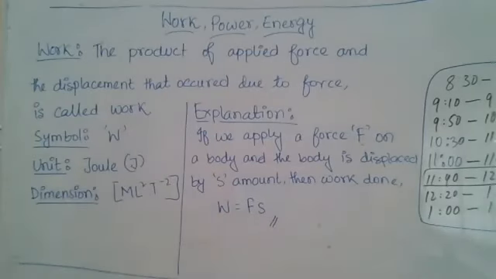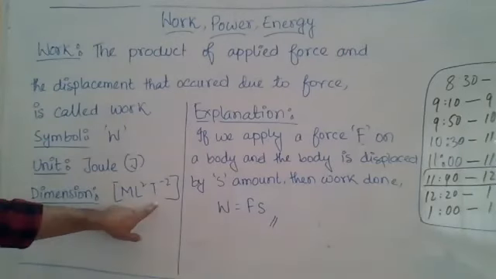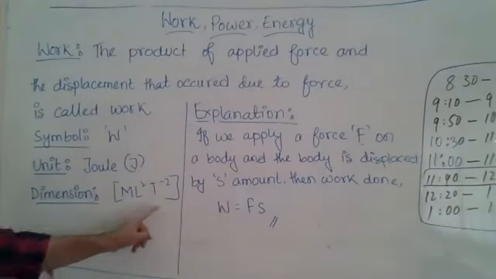The symbol with which I express work is W, and the unit is joule. This is the name of a physicist, James Prescott Joule. According to him, the unit was named joule, J-O-U-L-E, and this is expressed in short as capital J. And the dimension is M L squared T to the power minus 2. As I said, I will explain this one.